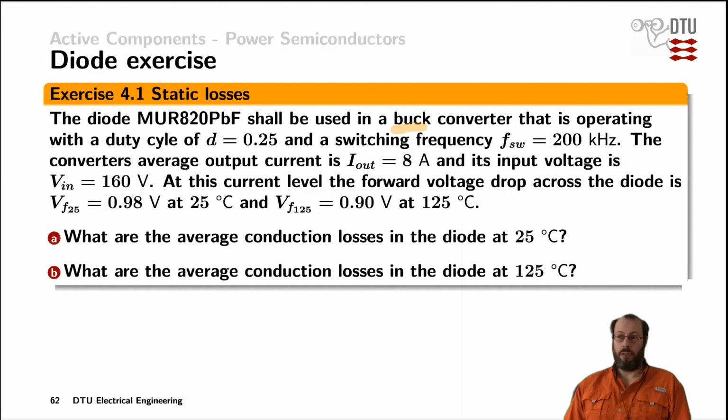First of all, we start out with a buck converter quantified by its operational duty cycle, here 25%, and a switching frequency of 200 kilohertz. The average output current of the converter is defined to be 8 amps, and we are using the diode that we've just looked into in the datasheet. The input voltage is 160 volts. All of these numbers fit very well with the numbers that you can extract from the datasheet. So in that sense, we are lucky in this case.